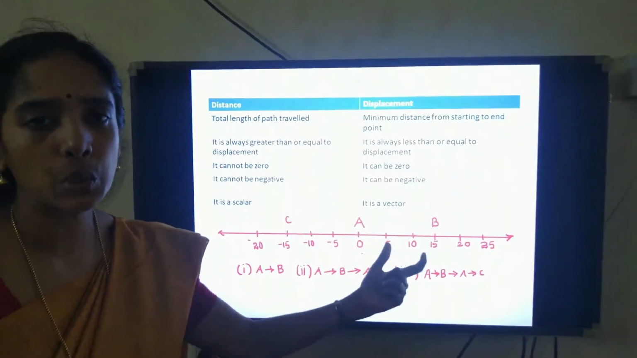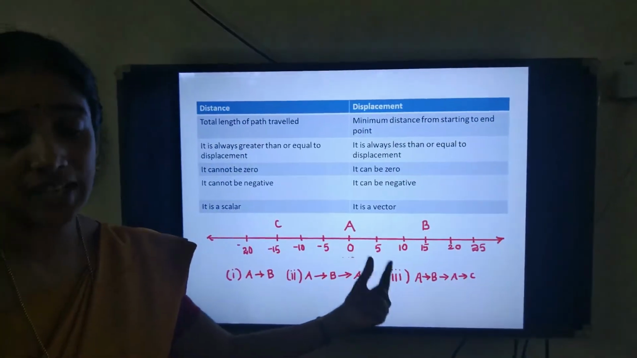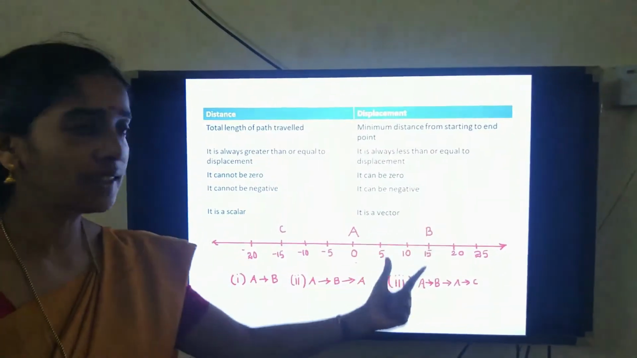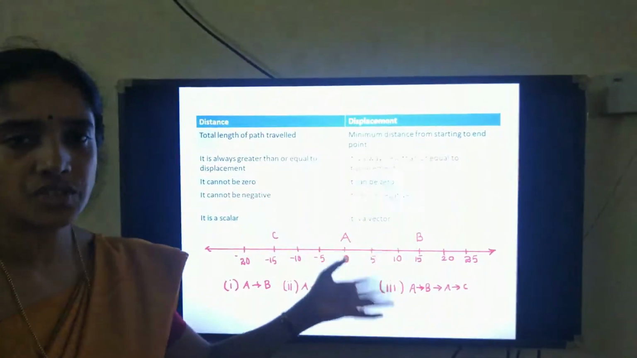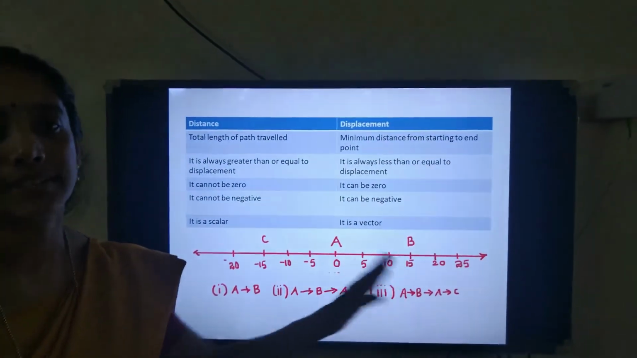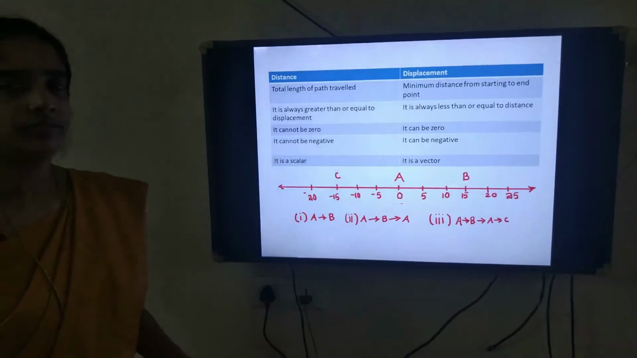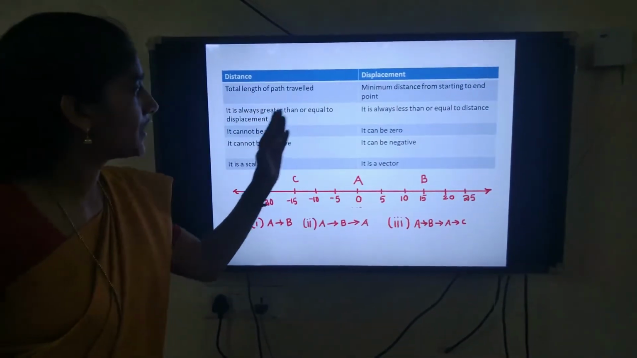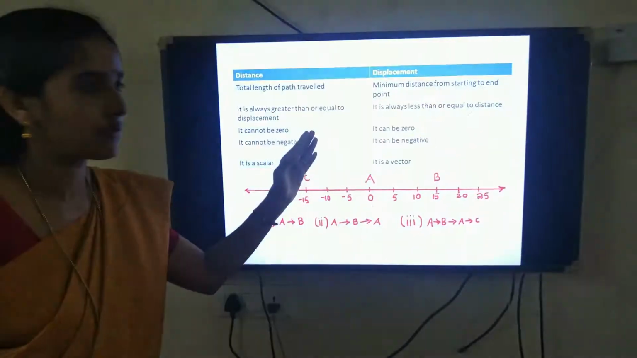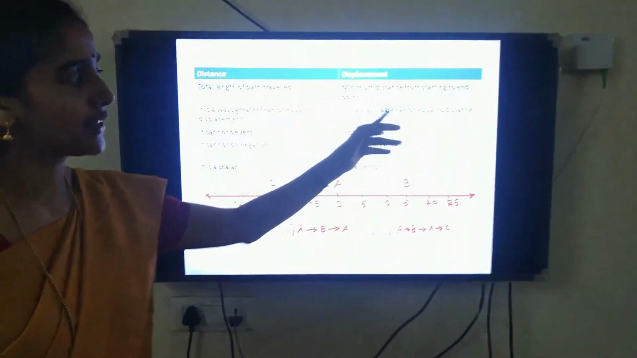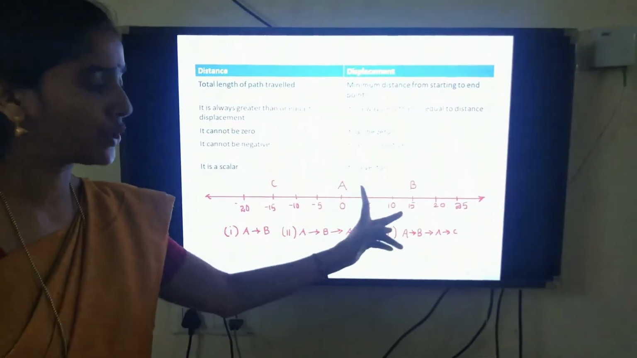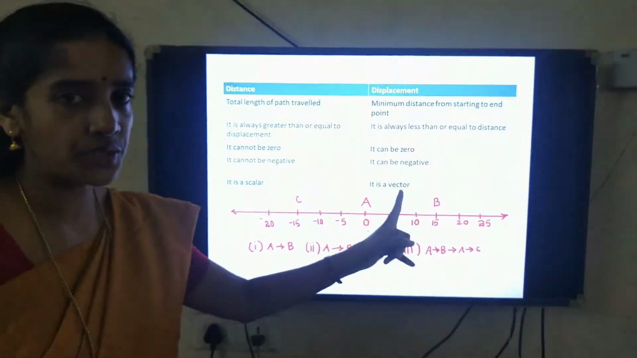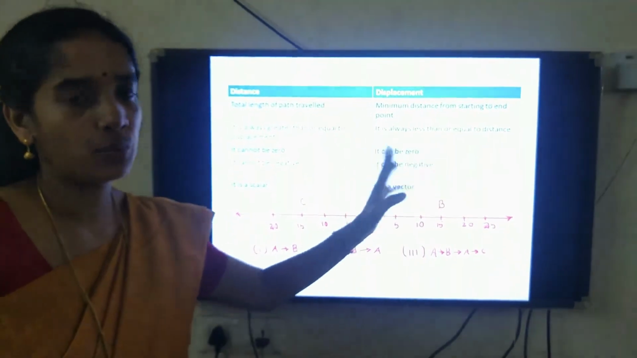When can they both be equal? When the path is straight and the direction of motion is same. And in all other cases, which is bigger, distance or displacement? Distance is bigger than displacement. Okay, so we see that distance is always greater than or equal to displacement, and displacement is always less than or equal. And when they are equal, I told you, in all the situations distance is greater, except in one situation, where they both are equal.